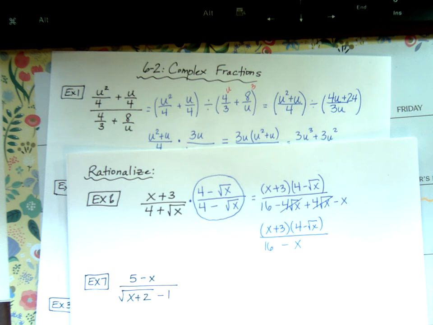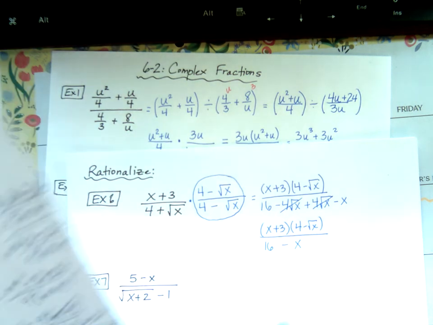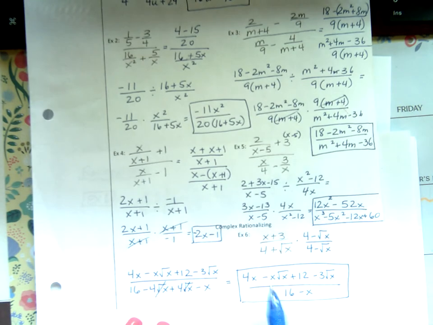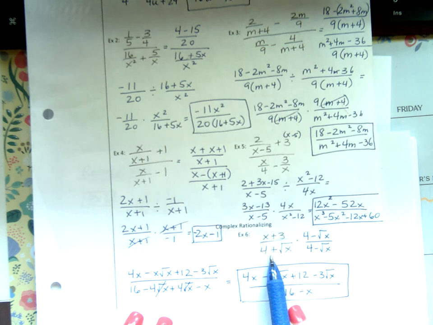Now, if you wanted to, you could FOIL out that numerator. Let me show you what it looks like if you did. If I take x plus 3 over 4 plus the square root of x, and multiply it by 4 minus the square root of x, and FOIL it all out, I end up with 4x minus x square root of x plus 12 minus 3 square roots of x. It's a hot mess, right?